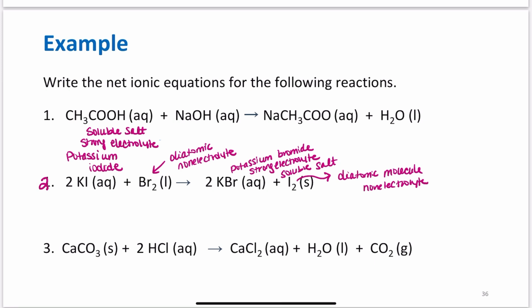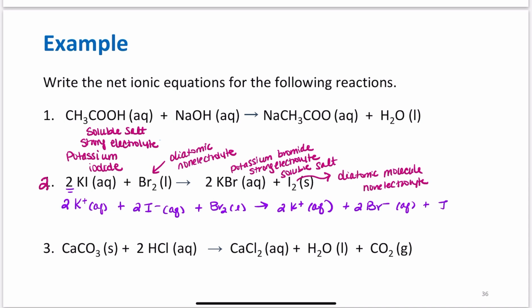So when I look at this, the only things I can split up are my strong electrolytes. I have K plus, aqueous, but notice I have the 2 in front there, so I have 2 of them, plus 2 I minus, aqueous, plus Br2 liquid, and this gives me 2 K plus, aqueous, 2 Br minus, aqueous, and an I2 solid.